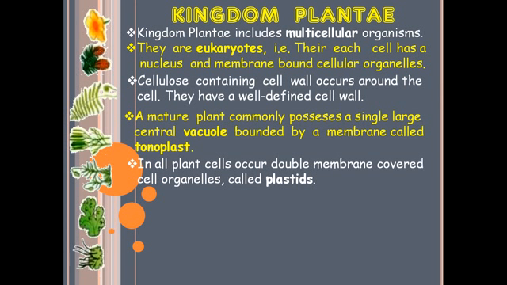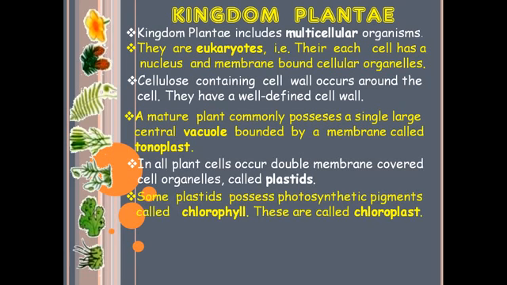In all plant cells occur double membrane covered cell organelles. So one more cell organelle is there, which is only in plant cells, not in animal cells, and these are called plastids. There are 3 types of plastids: chloroplast, chromoplast and leucoplast. Some plastids possess photosynthetic pigments. The green pigment, they are also called photosynthetic pigments because they help in photosynthesis, and that is chlorophyll. So if the plastid is having chlorophyll, these are called chloroplasts.